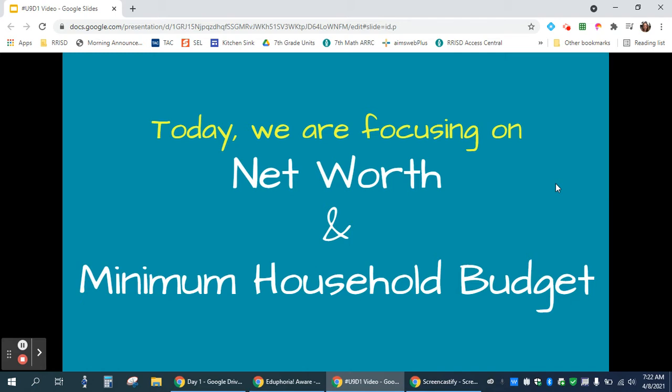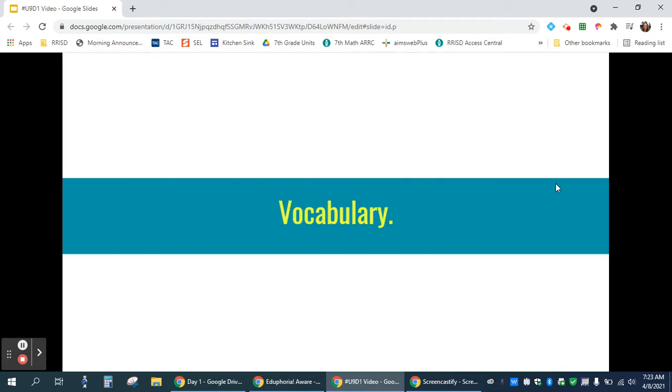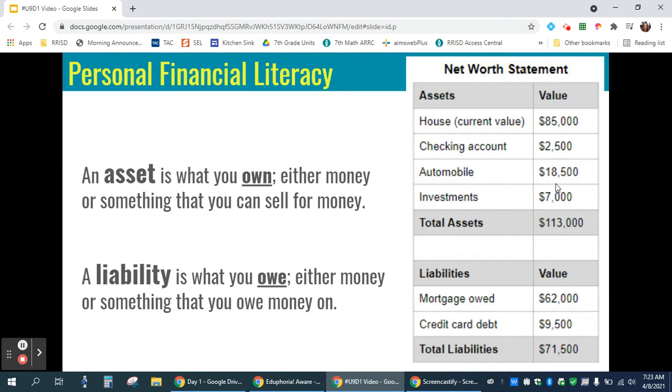So today we are focusing on net worth and minimum household budget. So we'll have two topics and objectives. But before we begin, let's go ahead and discuss a couple of key vocabulary terms. So I'm looking over here on the far right of the slide, and it says it's a net worth statement. I see a list of a bunch of different items with values attributed to them.